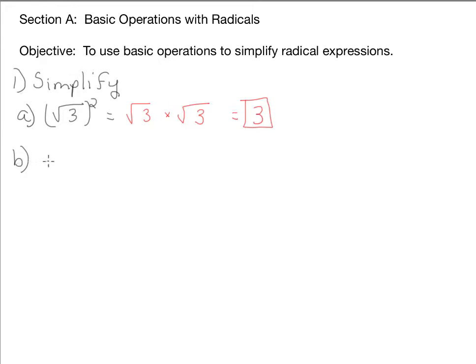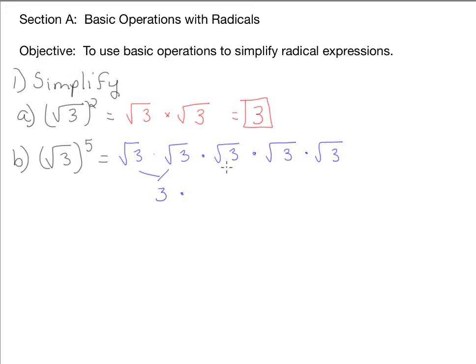Now looking at example B, which is the square root of 3 raised to the 5th power. So let's expand this out. The square root of 3 raised to the 5th power should be the square root of 3 times the square root of 3 times the square root of 3 times the square root of 3 times the square root of 3. Now let's do these in pairs. The first two, using our definition, should equal 3. The next two, by definition, should equal 3. And then we have this square root of 3 left over. Combining like terms, 3 times 3 is 9, so our final answer is 9 times the square root of 3.